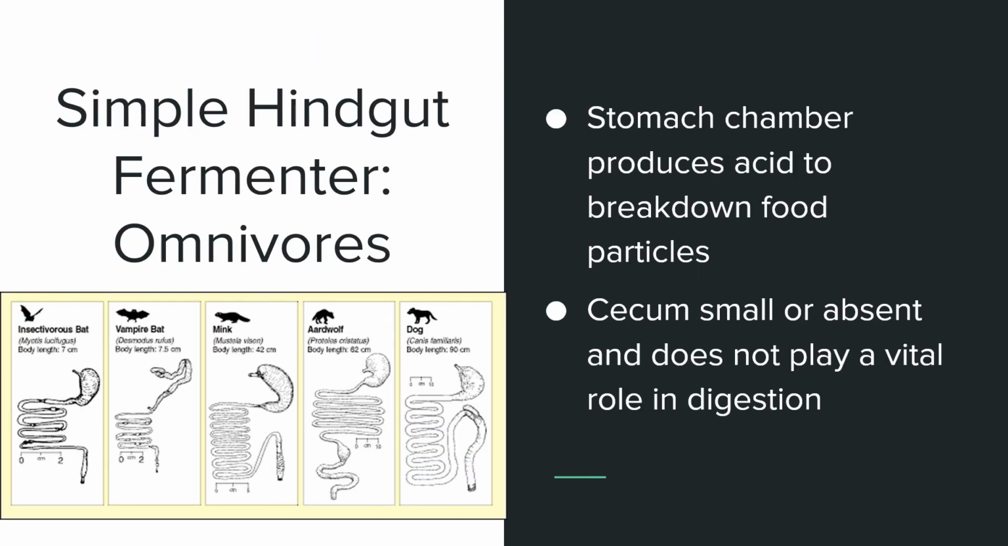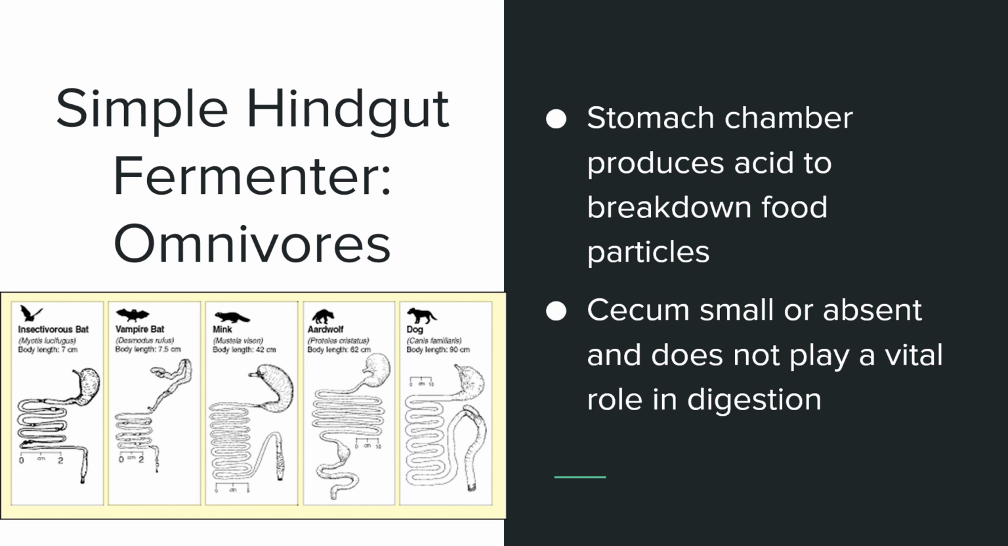First, going to break it down into simple hindgut fermenters. So these are omnivores. Also, carnivores are going to be put in here, so add that in there. The stomach chamber is going to produce the acid that breaks down the food particles. So most of that feedstuff breakdown is going to happen in that single compartment stomach. Our cecum is pretty small or absent and doesn't play a vital role in the digestive process.